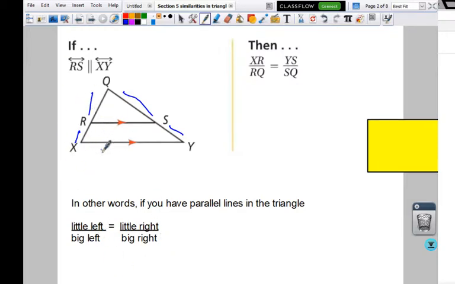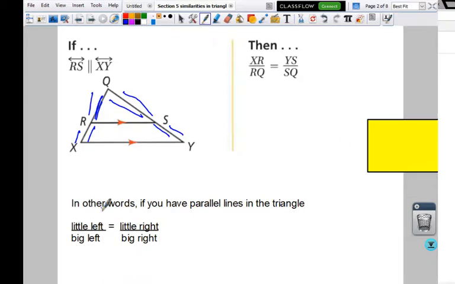Does the little always have to be on top of the big? No, the little doesn't have to be on top, you just have to be consistent. If you start with big over little, you have to go big over little. Does it always have to be the left equal to the right? Well, yes, but you can do the right first.